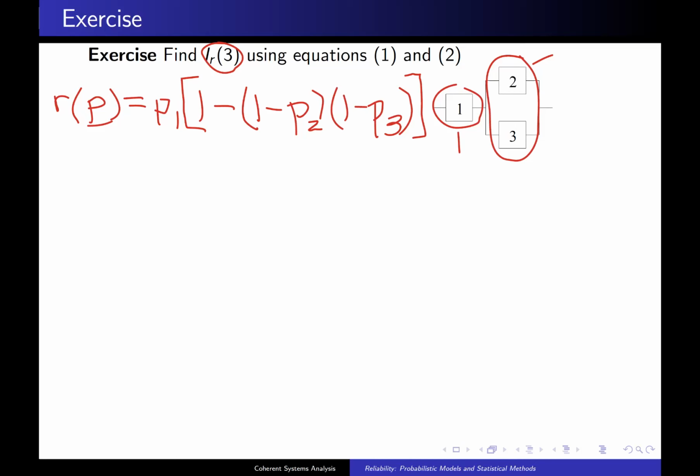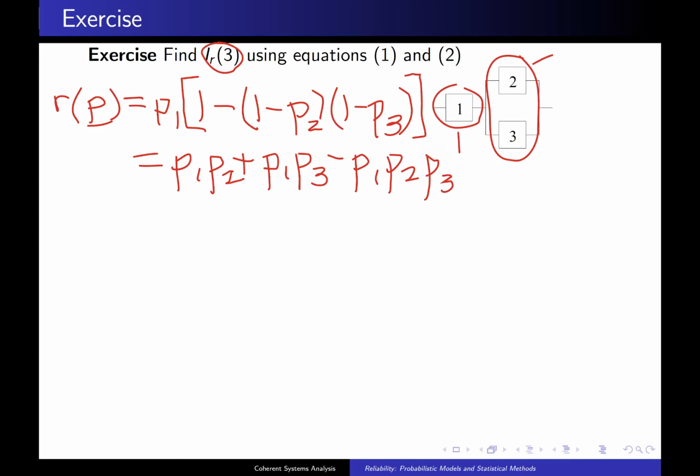Well, if you multiply inside the brackets, you multiply that quantity out, you will see there's going to be a 1 minus 1, which will go away. So you are left with just P2 plus P3 minus P2 P3. When that all gets multiplied by P1, you get P1 P2 plus P1 P3 minus P1 P2 P3, and there it is written out.